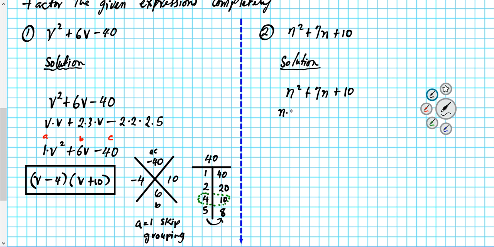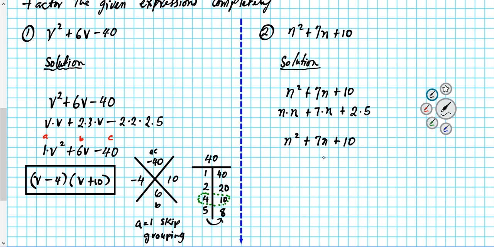So the first one breaks down into n times n, the first term. The second term is 7 times n. And the last term is 2 times 5. Now, do you see a common factor in all three terms? There are no common factors, okay? So there's no GCF to pull out. So we're going to multiply them back together, n squared plus 7n plus 10.